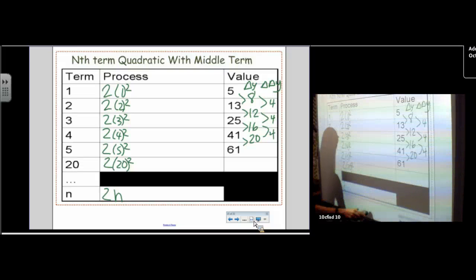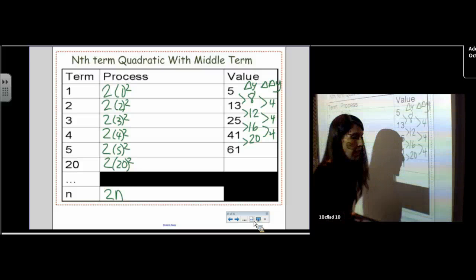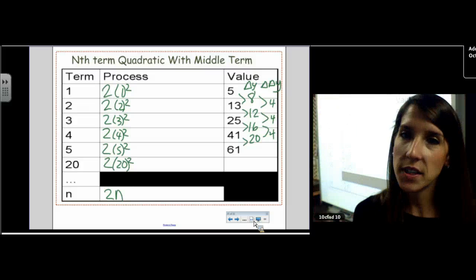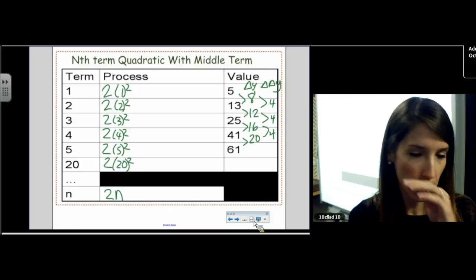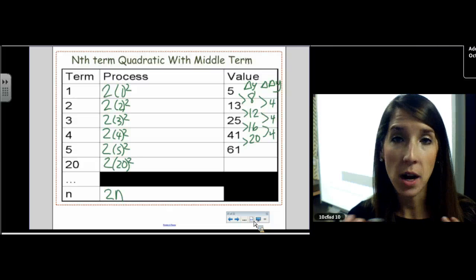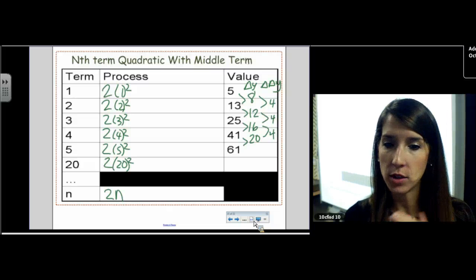Oops. That was a horrible 2. Okay, so the next thing that we do is, since I already know this is one with a middle term, I'm going to go ahead and just show you what you would do next. And then we'll talk about how you tell whether it's going to have a middle term or not.